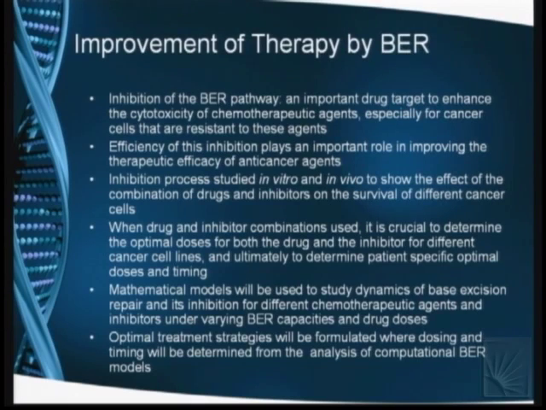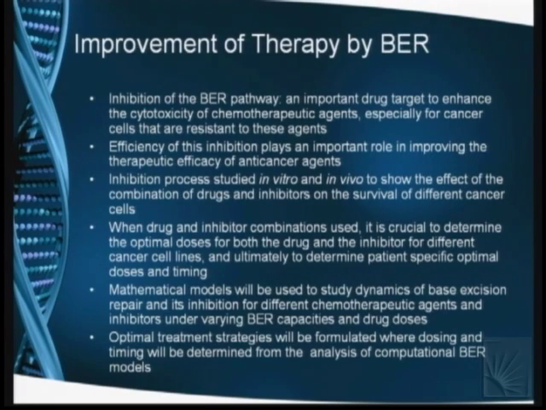And we have seen that inhibition of BER pathway is an important treatment strategy for the mismatch repair deficient tumors because they are chemotherapy resistant, but chemotherapy is the most effective treatment on cancer. So you really want to use chemotherapy on these tumors. And inhibition of BER is one way to be able to use chemotherapy with these tumors. And efficiency of this inhibition, of course, plays an important role in the therapeutic efficacy of the cancer drugs.